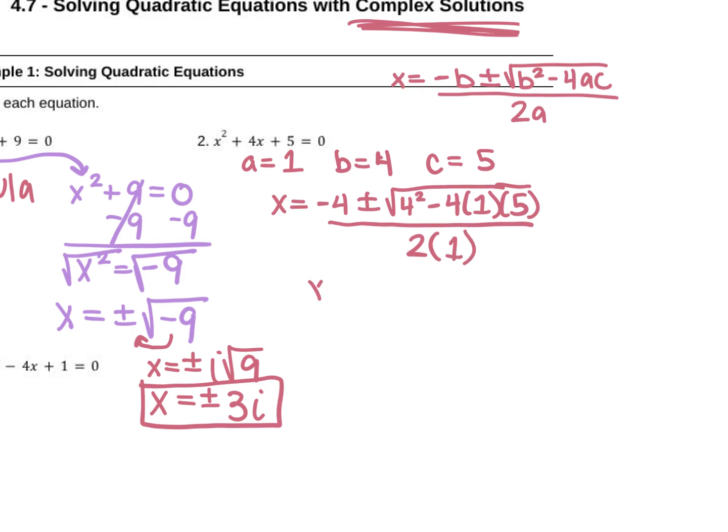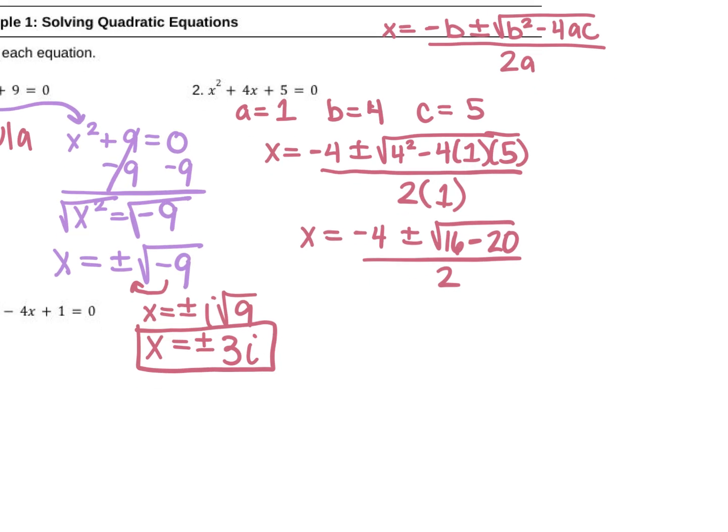Okay, so now we'll simplify. So we're going to leave negative 4 plus or minus. 4 squared is 16. 4 times 1 times 5 is 20, over 2. What's 16 minus 20? Negative 4. Thank you. Positive, she's got us. We've got the square root of negative 4 over 2. Okay. What is the square root of negative 4? What would we say? 2i. 2i, yep.